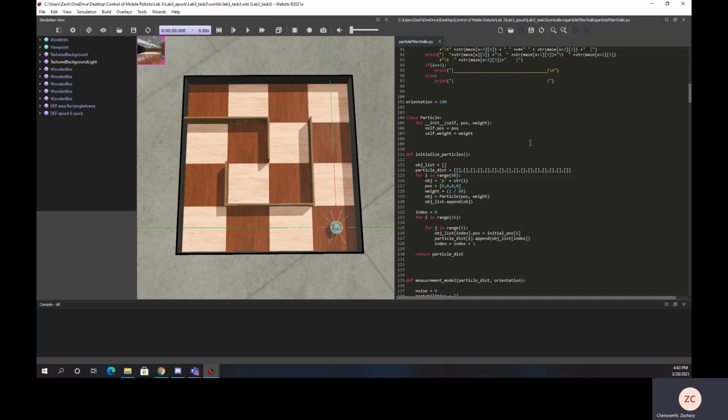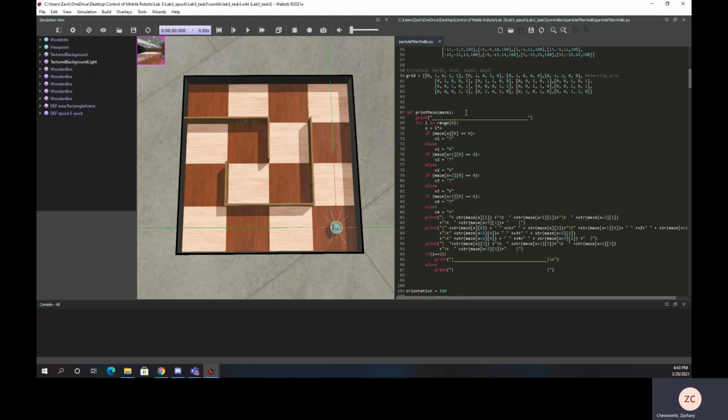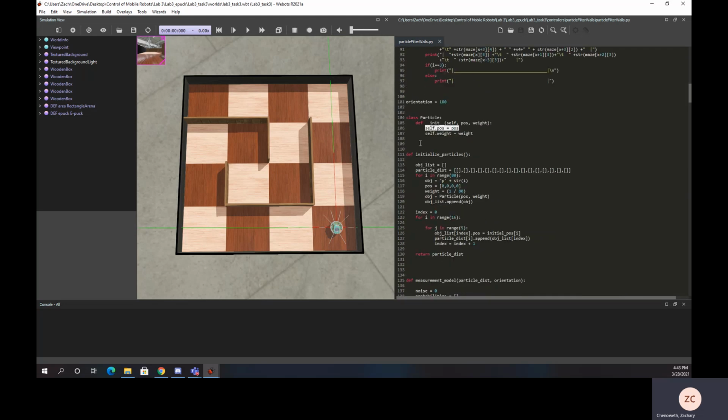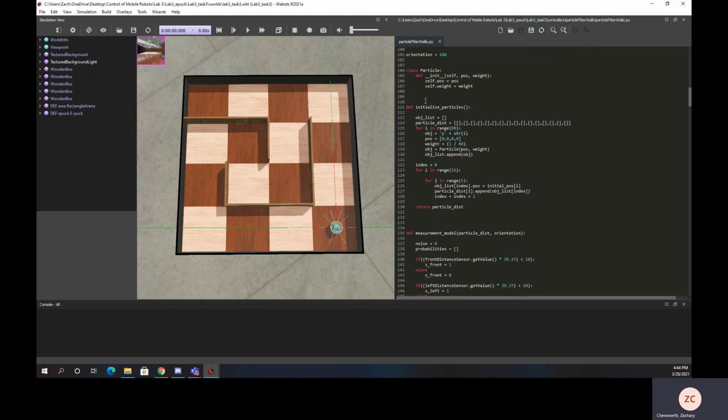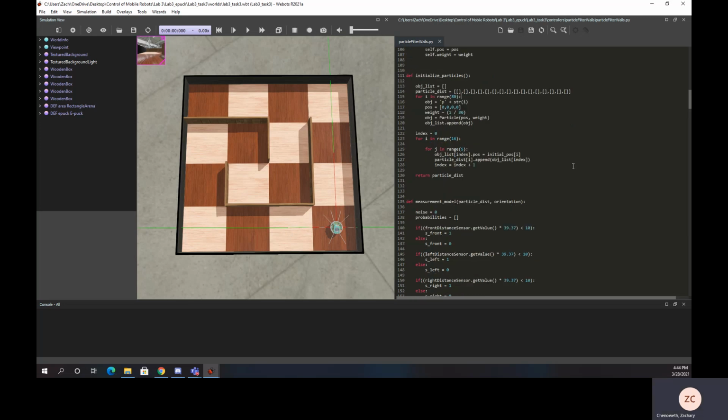Here we have a class called particle, which we use for initializing each particle, and each particle is going to have a position similar to this up here, and a weight, which is the probability that the robot is in that cell. This function initializes all of our particles and uniformly distributes them to each cell. We are required to have at least 80 particles, so I have our particle count set to 80, which is going to distribute 5 particles per cell in the beginning. And this, again, is just because we have to uniformly distribute them.